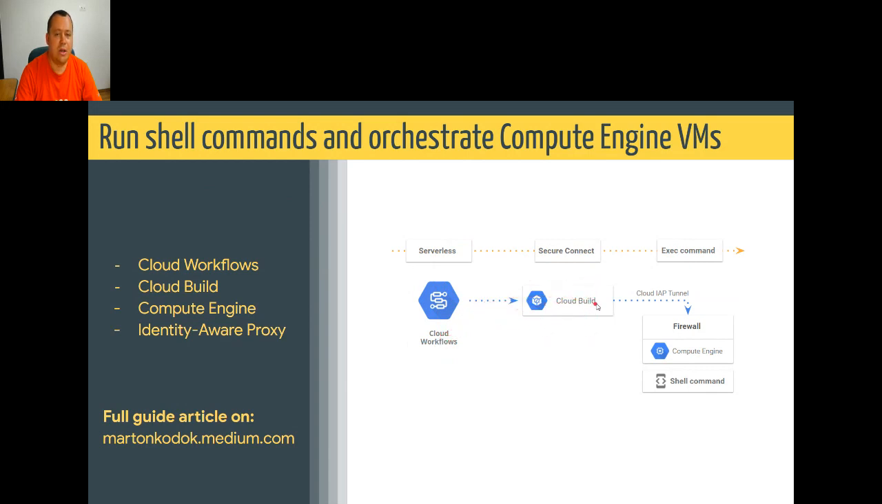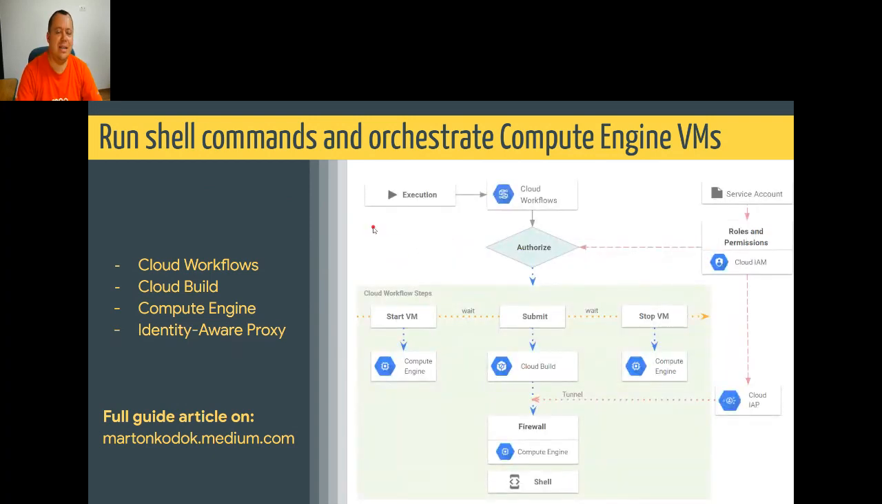Next, Cloud Workflows calls Cloud Build in order to run some shell commands. Cloud Build is an engine to build containers, but it's also an executor of shell commands. But these shell commands are the ones that run inside the cloud, not on your VM. So Cloud Workflows triggers Cloud Build to do the rest of the pipeline. And Cloud Build can use Identity-Aware Proxy, which is an IAP tunnel, to connect to the Compute Engine. This is a setup on the firewall. And on the Compute Engine, it executes the shell command of your choice. That was in a nutshell.